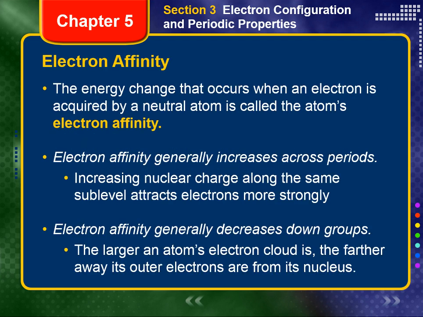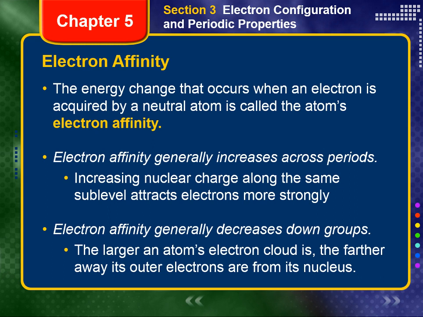Chapter 5, Section 3, Electron Affinity. Neutral atoms can also acquire electrons. The energy change that occurs when an electron is acquired by a neutral atom is called the atom's electron affinity. Most atoms release energy when they acquire an electron. In your textbook, the quantity of energy released is represented by a negative number.